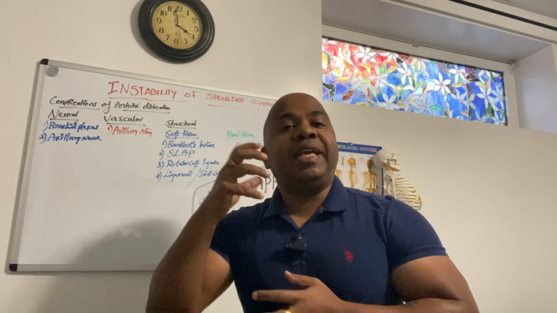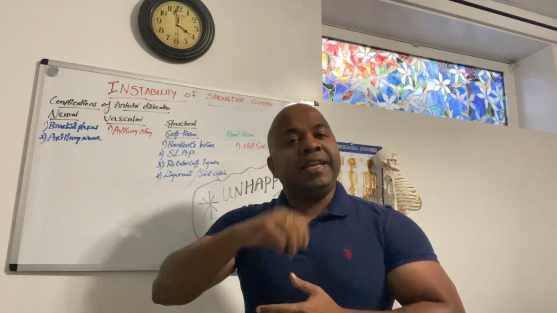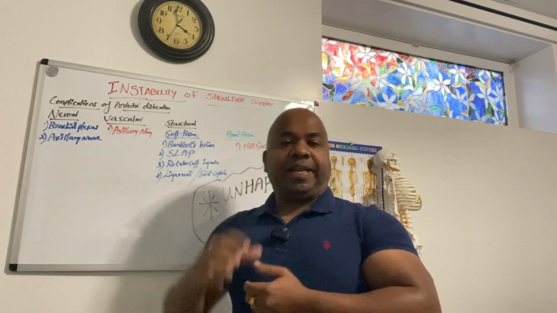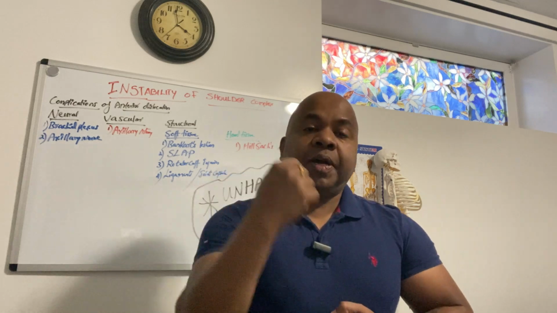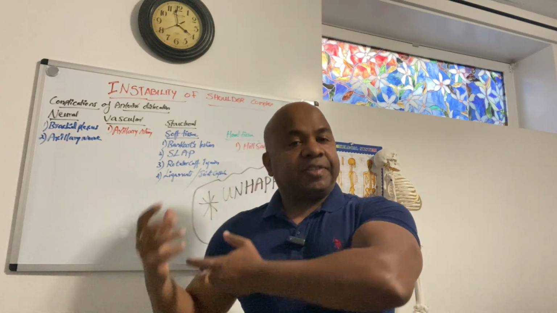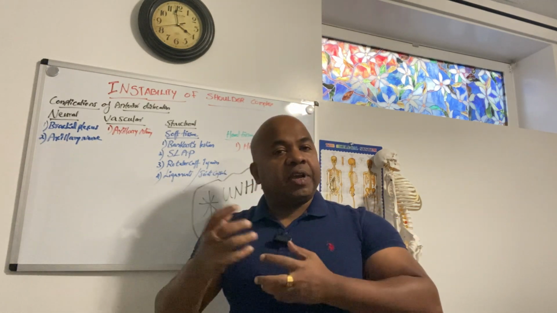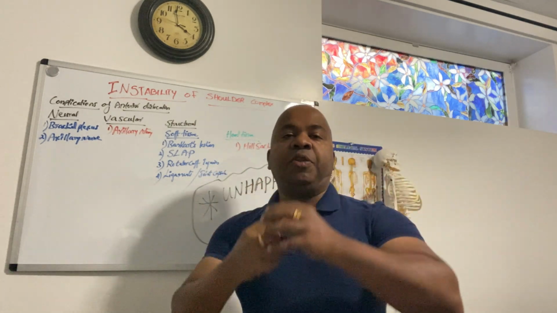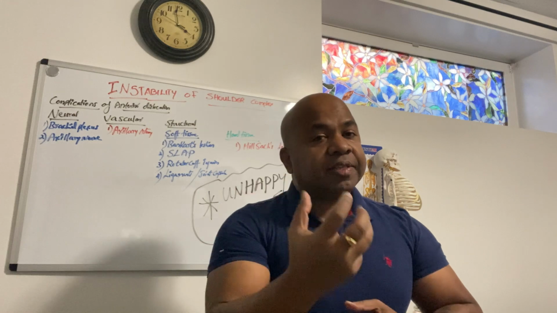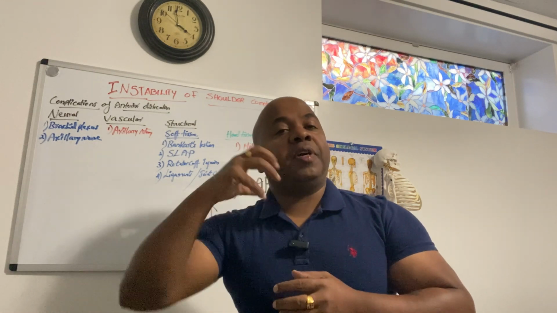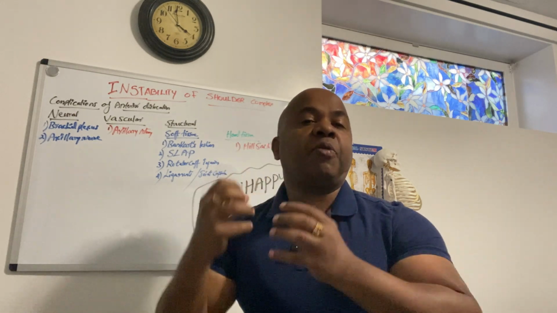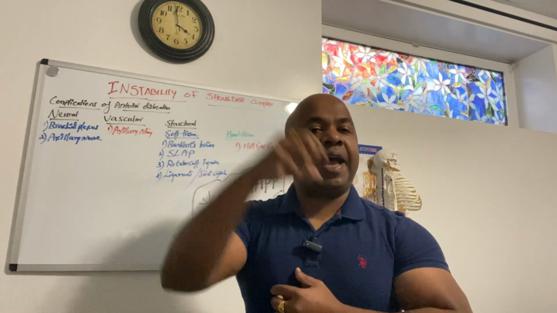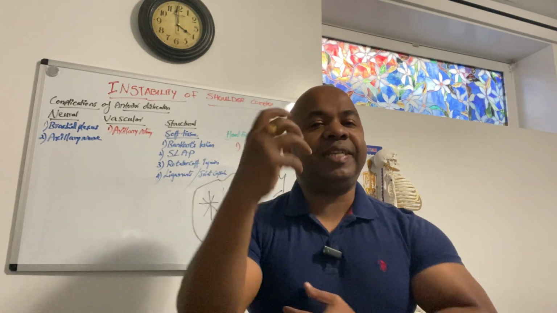When you think about the degree of instability, instability can be divided according to the degree into two categories: dislocations and subluxations. Dislocation means the head of the humerus is moving totally out of the glenoid fossa, and subluxation means the head of the humerus is partially out of the glenoid fossa. So that's how instability can be divided according to its degree.